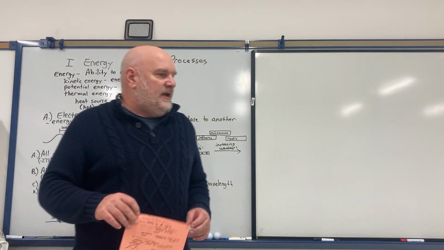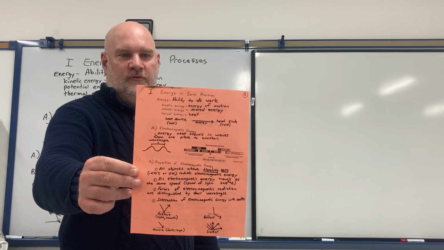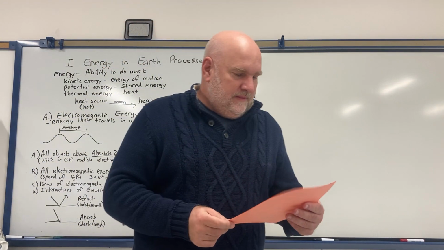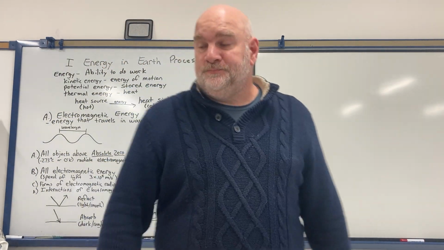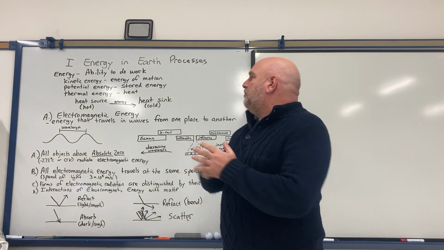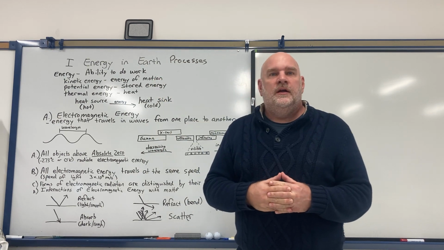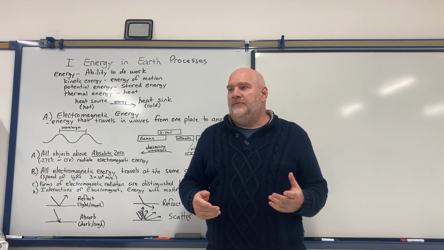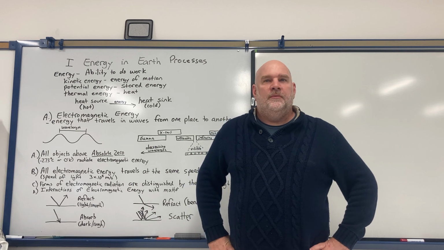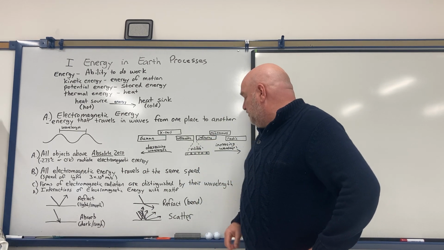All right, today we're doing the first page of salmon colored notes dealing primarily with electromagnetic energy. So, energy in Earth's processes. Energy is the ability to do work, and we've looked at a bunch of different types of energy. Some of the types of energy we've looked at are kinetic energy and potential energy.